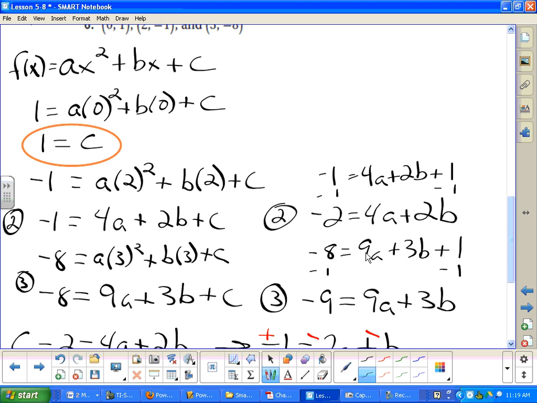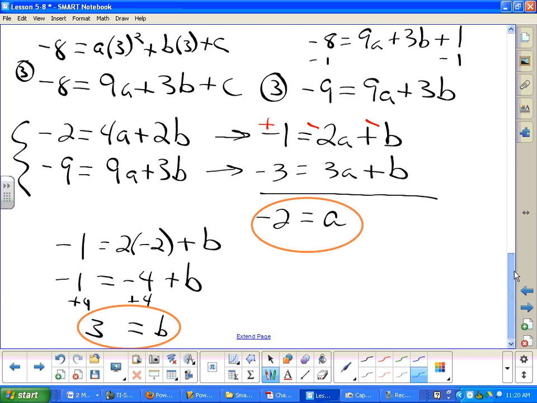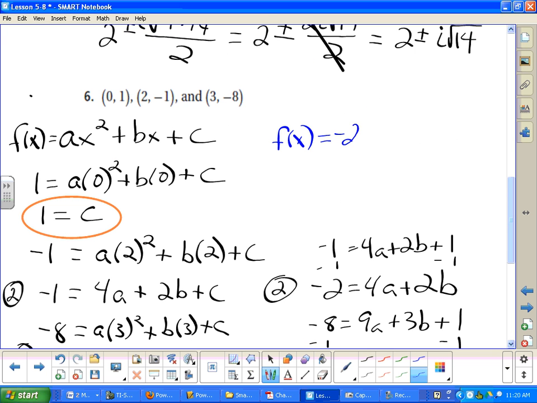So f of x equals, A is negative 2, so negative 2x squared plus 3x plus 1. What's that? Yep.